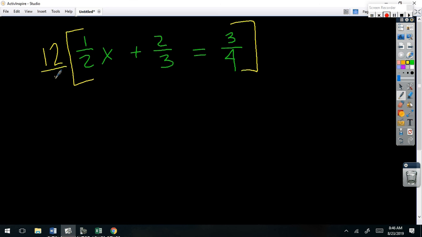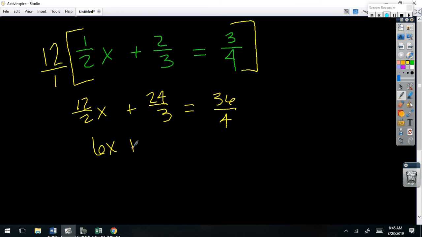If you multiply everything through by 12, and this is just if you don't like to deal with the fractions to start with, and this is an easy example, but if you had a whole bunch of fractions, this is a pretty handy little trick. You get 12 over 2x plus 24 over 3 equals 36 over 4. All of these turn into whole numbers when you do that. So you get 6x plus 8 equals 9.